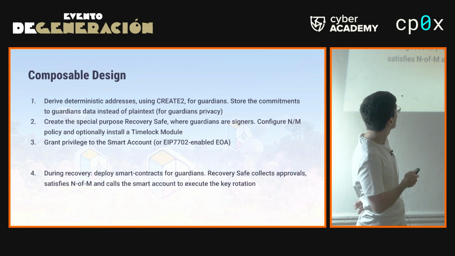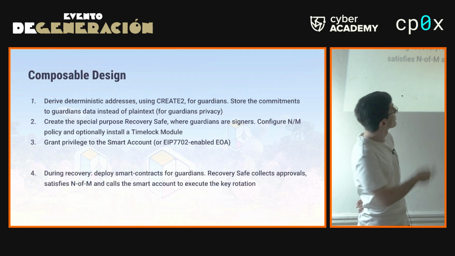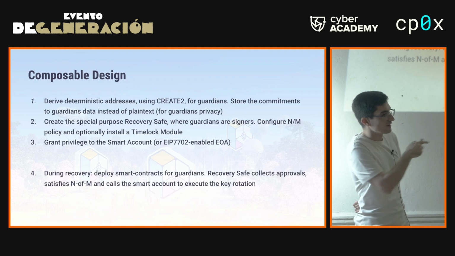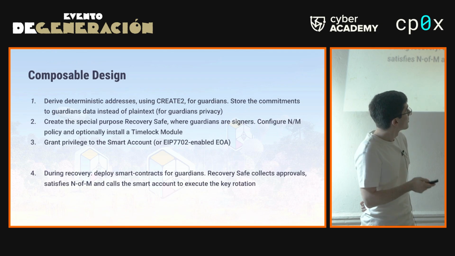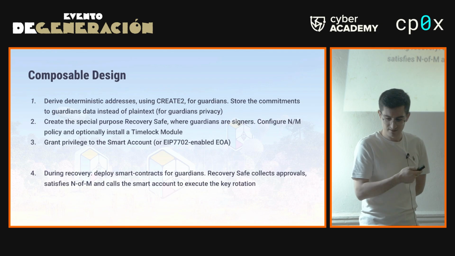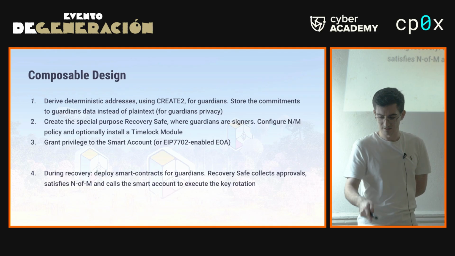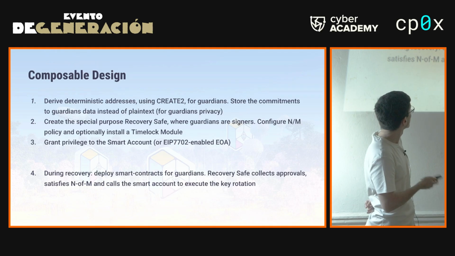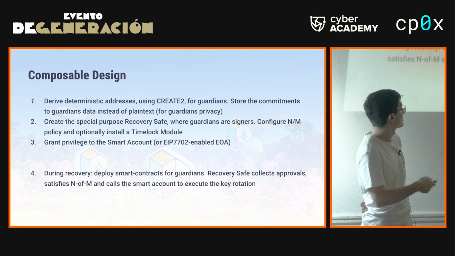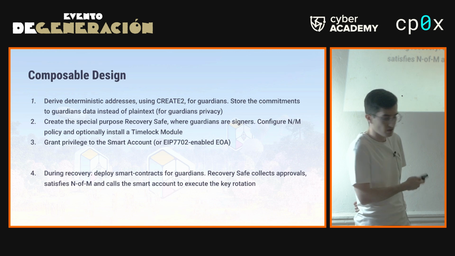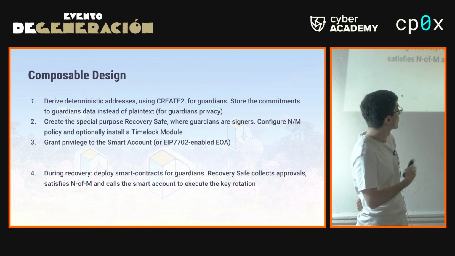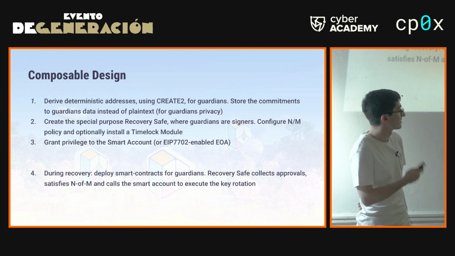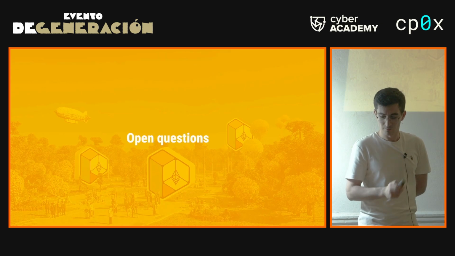And then during recovery, an important point here is that when we set the Guardians in the Safe, we don't even need to deploy the contracts. We basically calculate the address using CREATE2, and only when recovery happens will we deploy smart contracts for Guardians, and then the recovery Safe will collect approvals, satisfy the threshold, and call the smart account to execute the key rotation. Yeah, so that's generally it.